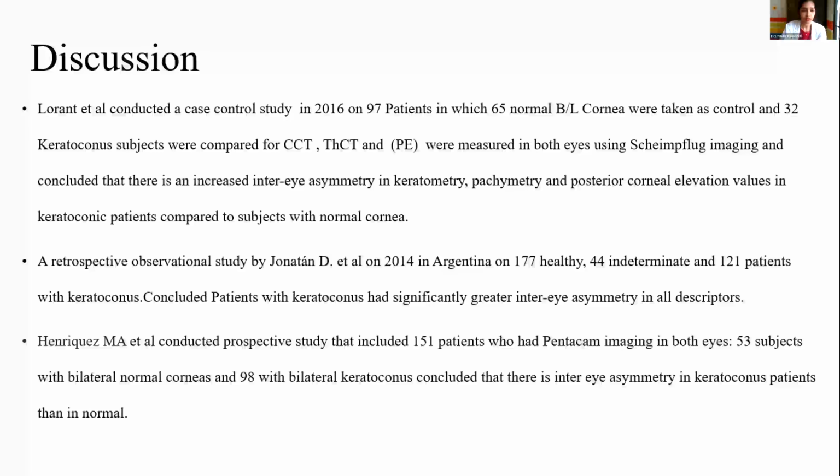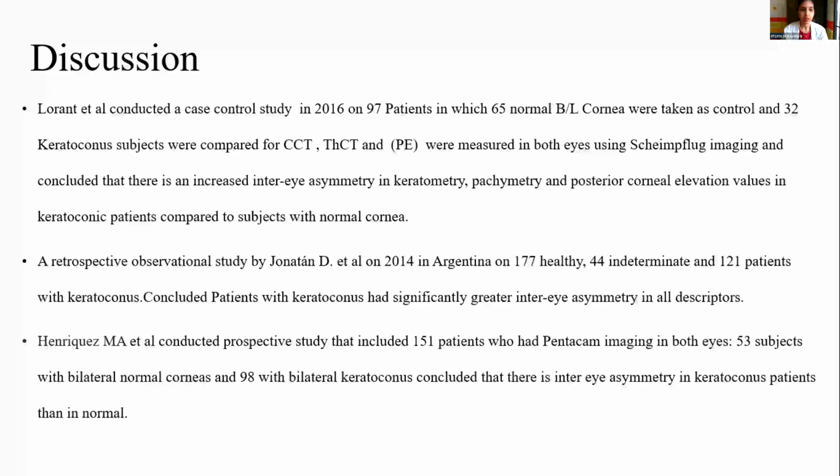Coming to discussion, Laurent et al. conducted a case control study in 2016 on 97 patients, in which 65 had bilateral keratoconus, 65 were normal corneas and 32 keratoconus subjects. The parameters taken were CCT, TSCT, and posterior elevation using Scheimpflug imaging Pentacam, and it was concluded that there is an increased inter-eye asymmetry in keratometry, pachymetry, and posterior elevation values in keratoconic patients compared to the subjects with normal corneas.